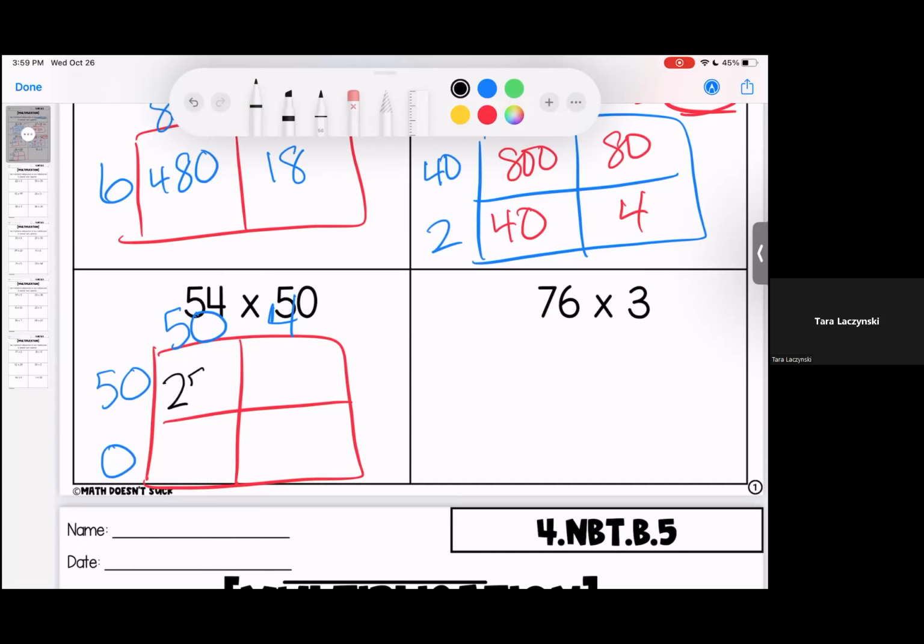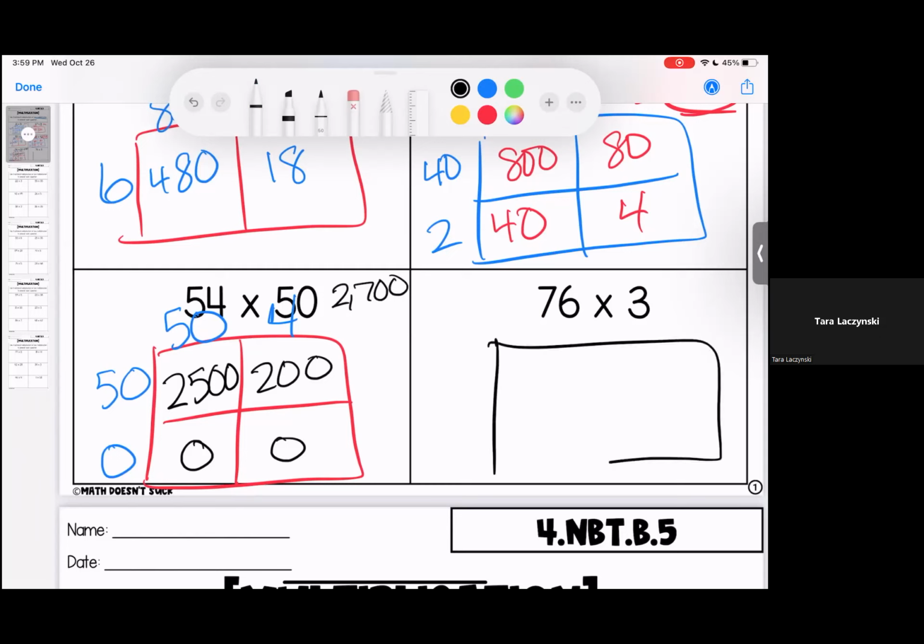5 times 5 is 25, 2 zeros. 5 times 4 is 20 and a 0. Anything times 0 always gives us 0. So 50 times 0 is 0. 4 times 0 is 0. If we add up 2,500 plus 200, we get 2,700 as our final. All right, love bugs, moving right along to our last question of this page.